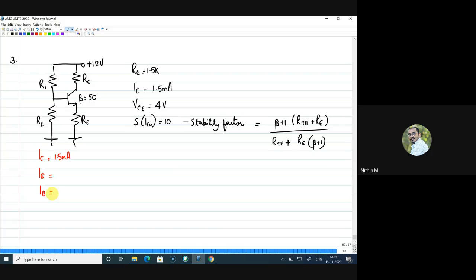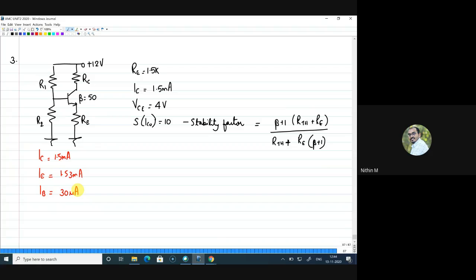Okay, IC is 1.53 milliamps, IE is 1.53 milliamps, and IB is 30 micro. So 30 micro is IB. Right. Now, how do we go about finding the values next?